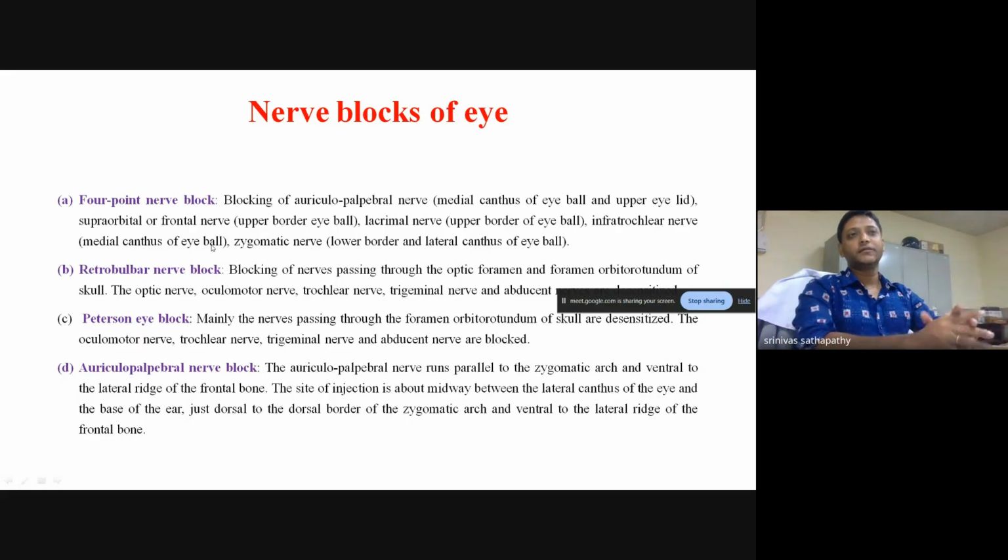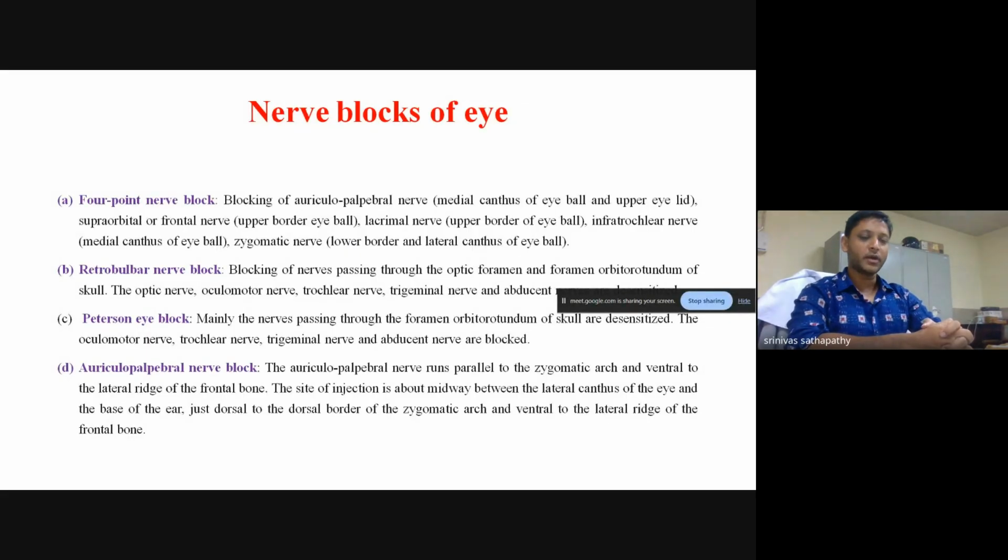The 4-point nerve block may serve the purpose for performing minor surgeries of the eyeball. But for major surgery of the eyeball, such as enucleation of the eyeball, you have to go for either a retrobulbar nerve block or a Peterson eye block. Now coming to the retrobulbar nerve block.